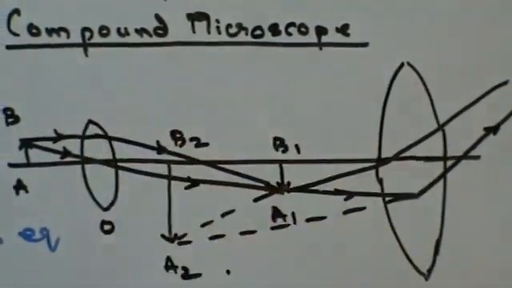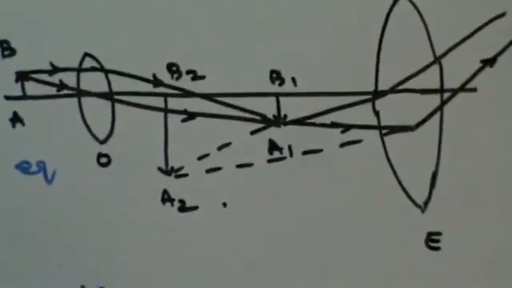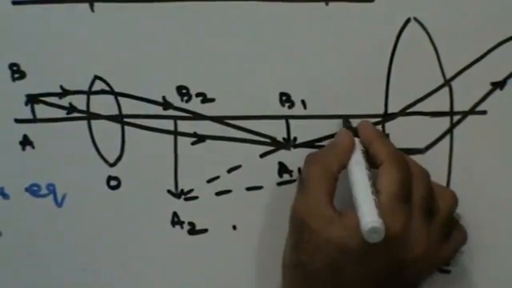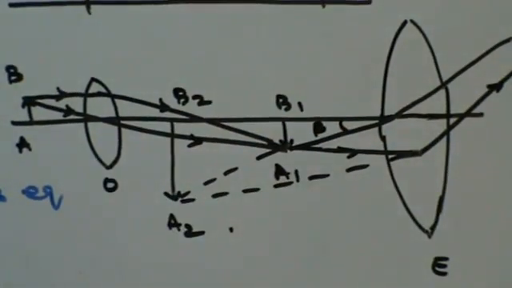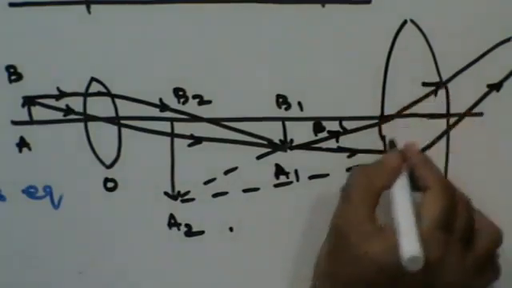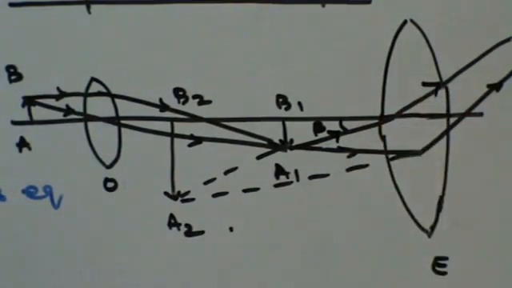This is your objective, this is your eyepiece. Fine? Okay, now let's assume that this angle here is beta. Right? Okay. Now let's write our assumptions down. Let's assume that the magnifying power of a compound microscope. How do I define the magnifying power of a compound microscope? First, let's see the working here.